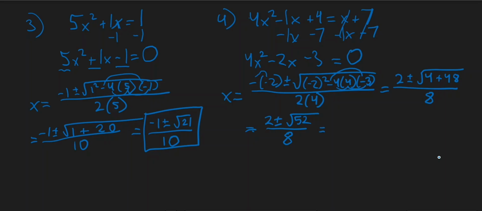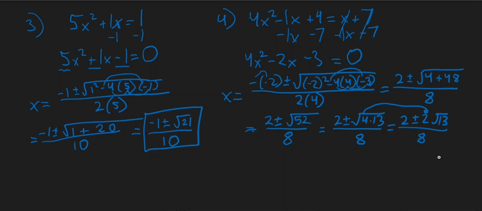52 would be divisible by the perfect square quantity of 4, and we have 2 plus or minus the square root of 4 times 13, divided by 8. All right, so we know what the square root of 4 is. It's just 2. So 2 plus or minus twice radical 13. Again, the square root of 4 becomes a 2, and then the 13 remains in the radical itself. And then at the bottom, we have an 8.